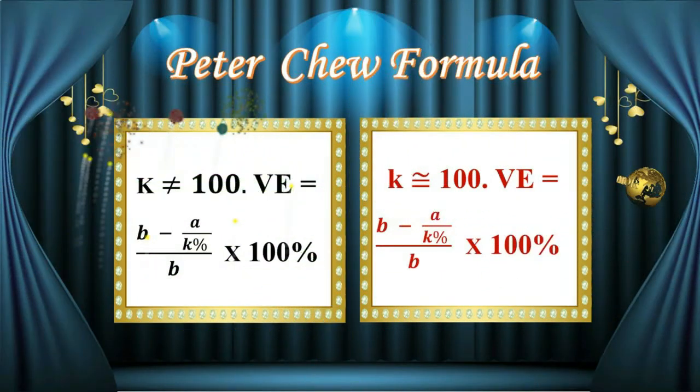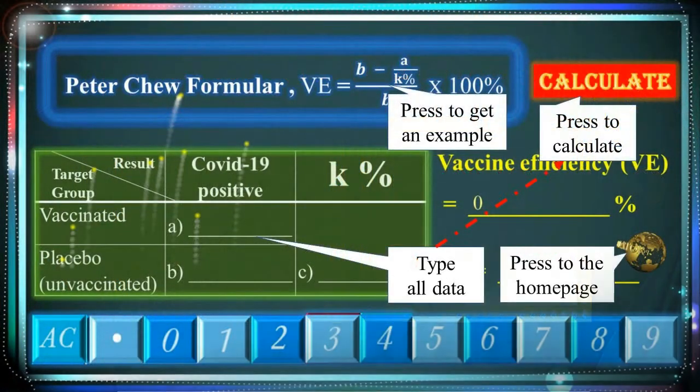For the Chew formula page for calculating the efficiency of the COVID-19 vaccine, press the PCET Calculator logo to go to homepage. For the Chew formula page for calculating the efficiency of the COVID-19 vaccine, K does not equal 100. Press the PCET Calculator logo to go to homepage. Press title to get an example. After typing all data, press Calculate.